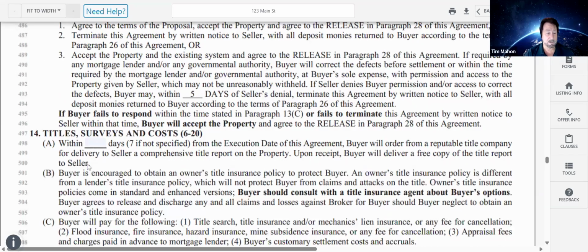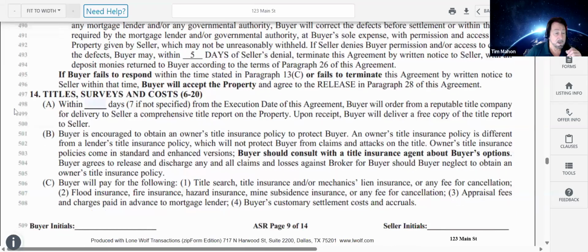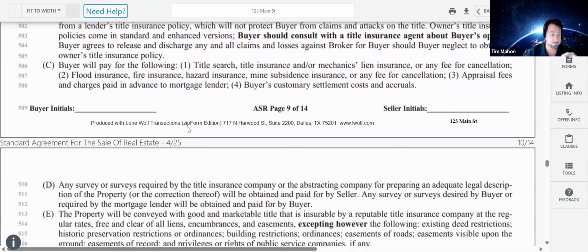Title survey and cost. Here's another time is of the essence clause. I already talked about it, but here's where it is on the paper. Within blank days, 7 if not specified, from the execution date, buyer will order from a reputable title company and deliver to seller a comprehensive title report on the property. Buyer will deliver a free copy of the title report to the seller. Buyer is encouraged to get owner's title insurance, and so on. Buyer will pay for the following: title search, title insurance, mechanics lien insurance, fee for cancellation, flood insurance, fire insurance. All right, all that stuff. This is all the stuff that the buyer gets on their closing cost estimate.